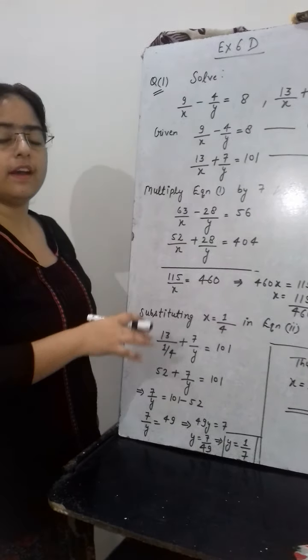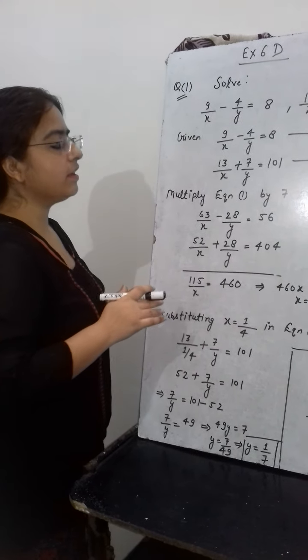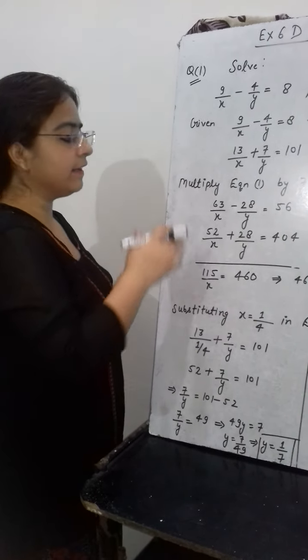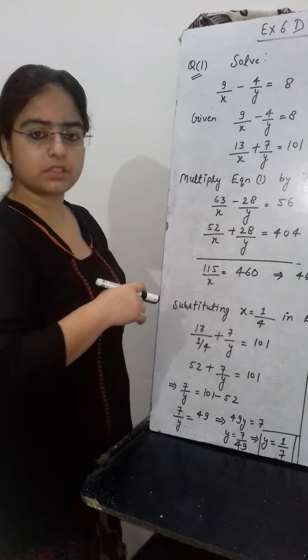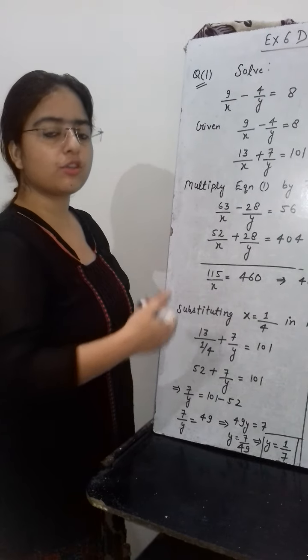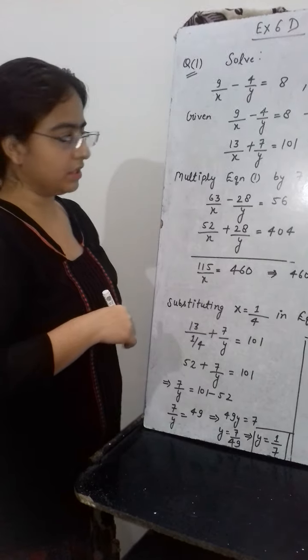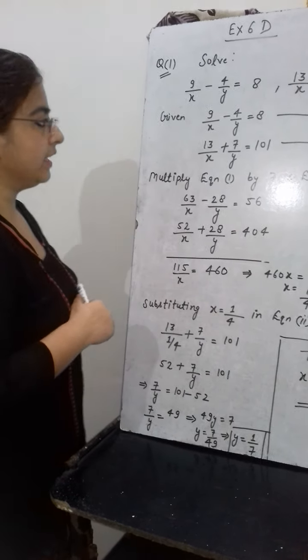So we will apply the elimination method here, and we will try to make one of the terms equal in both the equations, and then we will cancel those terms by either adding the equations or by subtracting one equation from the other equation. So let's see how we have done it.